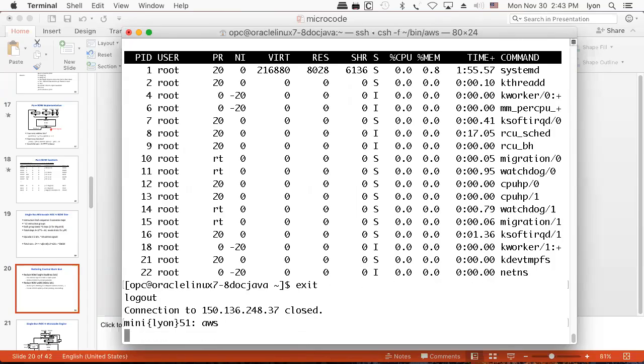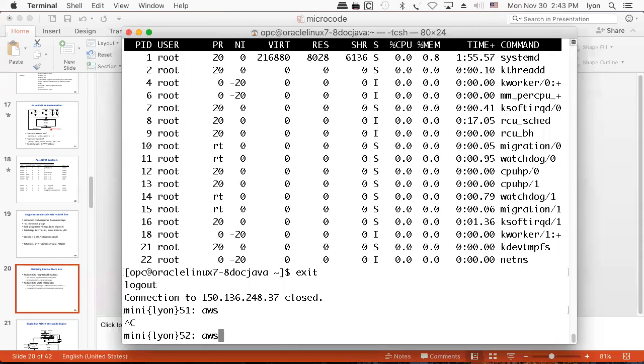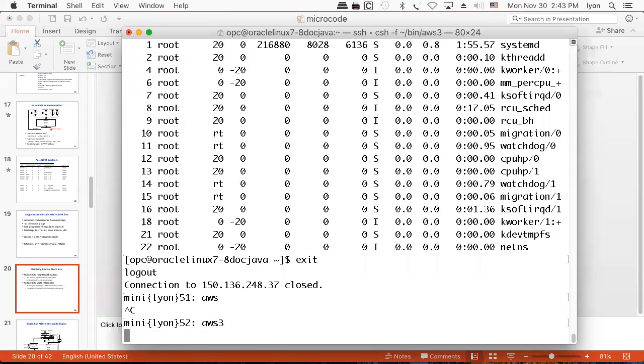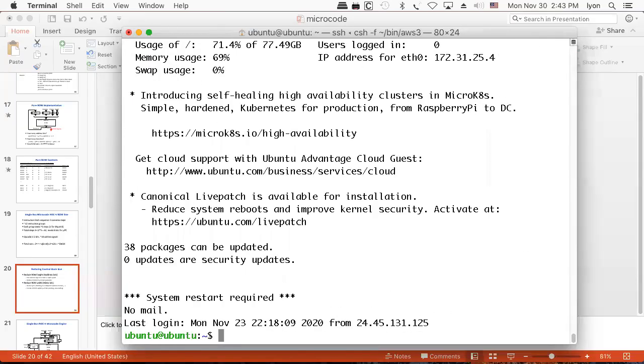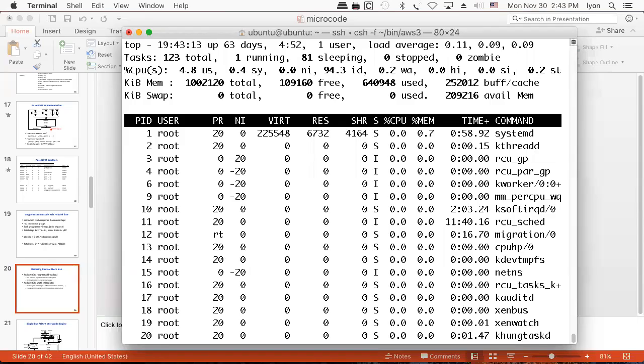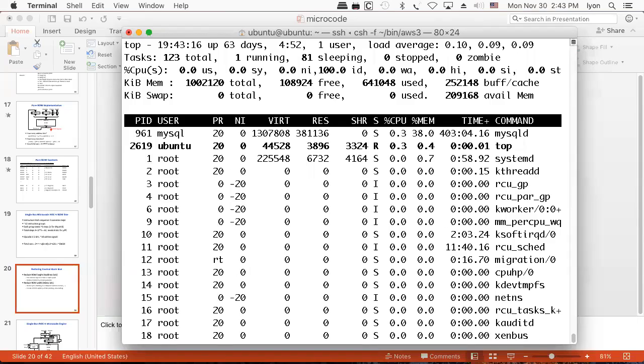AWS does the same thing. Here's an AWS cloud. I think it's a t3. It's an AWS cloud service, and that's using the Elastic Compute system. That has a little bit of load on it. That's where I run my web server. That's Ubuntu.